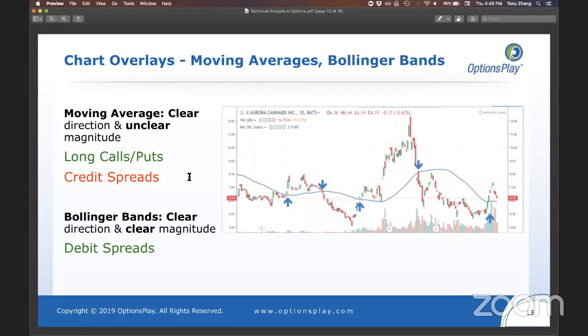The second, I think the most popular overlay, is using Bollinger Bands. Bollinger Bands in this particular case do give you a clear sense for direction, and because Bollinger Bands have levels, they also give you a clear sense for magnitude. And there's lots of different ways to use Bollinger Bands. You can use them on crossovers. You can use them when they break out above or below the upper or lower bands. But because you have a clear sense for direction and magnitude, we tend to find that debit spreads is a better way to deploy your capital if you're using Bollinger Bands for your trading.